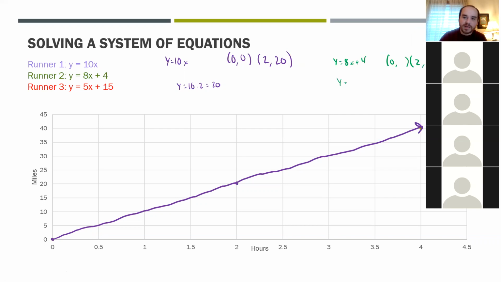So if we plug in 0 for x, we have y equals 8 times 0 plus 4. I'm going through the graphing of the lines a little bit quicker since we've had some practice with that at this point. So y equals 0 plus 4, which is just 4. Then if we plug in 2, y equals 8 times 2 plus 4, 16 plus 4, which equals 20.